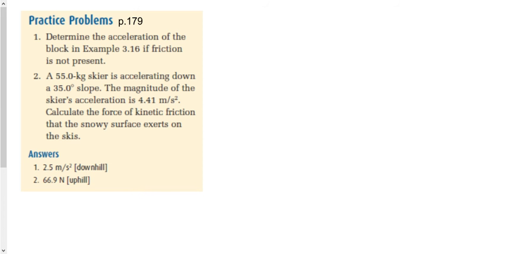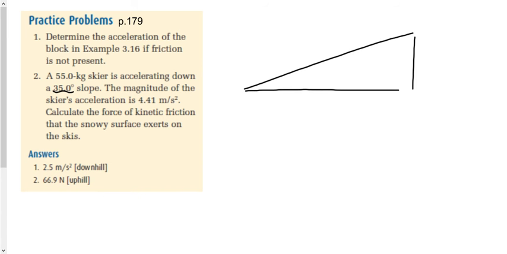Then we're going to do another example anyway, so maybe that'll help us with number one if anybody had trouble with that. Number two says a 55 kilogram skier is accelerating down a 35-degree slope. Who would have made the slope 35 degrees, huh? Why wouldn't they make it 30 degrees? It's trying to make life difficult for us. Here's the hill. We got an angle of 35 degrees here. And we got a skier here.